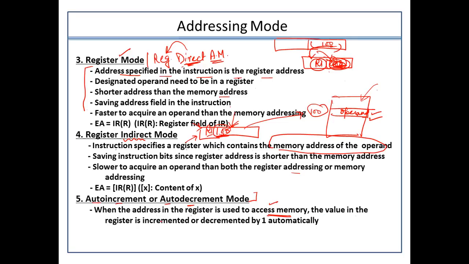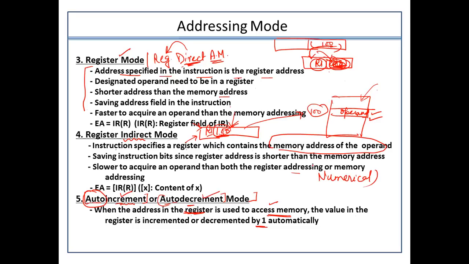Now the value of the register will be either incremented or decremented by 1 automatically. Auto means automatically, by itself it will get incremented if the mode I am going to use is auto increment. Auto decrement means automatically it will decrement. It will decrease one value which is available within the register, and then this auto increment or auto decrement mode will work. Students, you will get to know more about these when I share one numerical example with you.